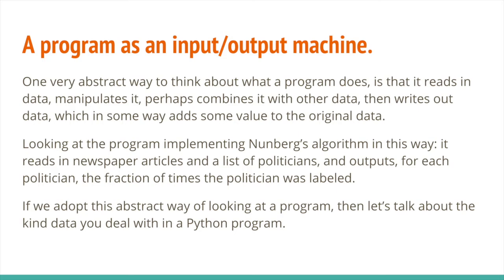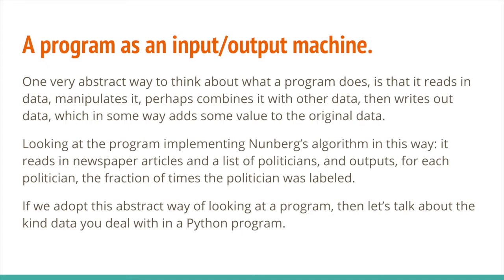One way to look at a program is just as an input-output machine. It reads in data, manipulates it, perhaps combines it with other data, then writes out data, which in some way adds some value to the original data. If we look at the program implementing Nunberg's algorithm in this way, it reads in newspaper articles, lists of politicians, maybe lists of labels to look for, and outputs for each politician the fraction of times the politician was labeled.